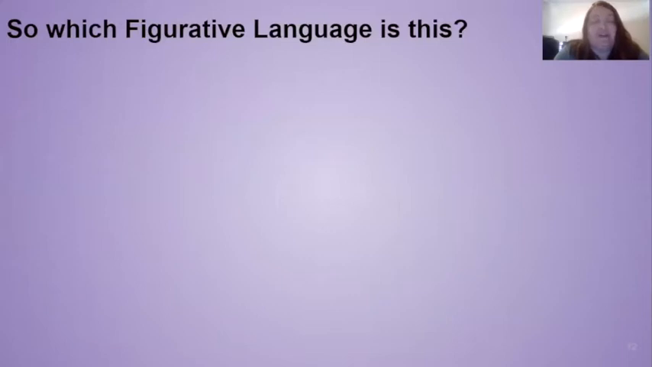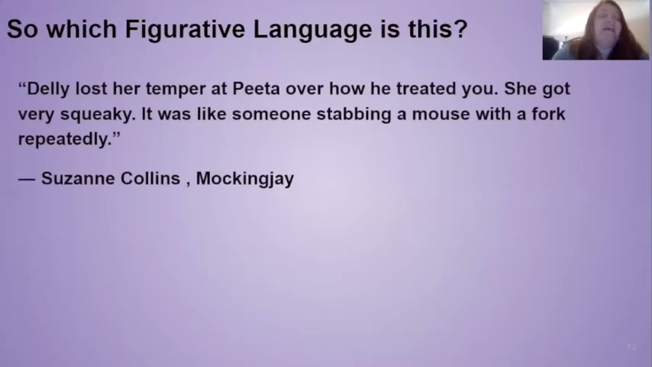So which figurative language is this? Della lost her temper at Pita over how he treated you. She got very squeaky. It was like someone stabbing a mouse with a fork repeatedly. That's from Suzanne Collins from Mockingjay. Is it a simile? Is it a metaphor? Is it onomatopoeia, or is it imagery?